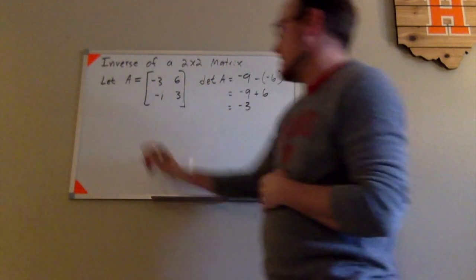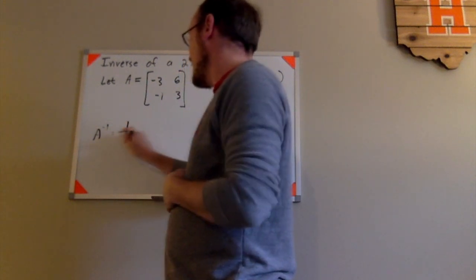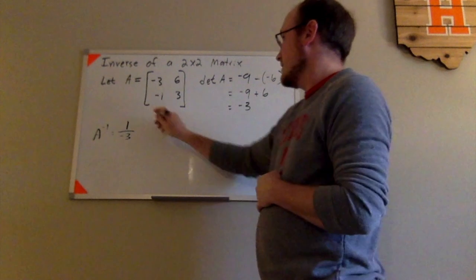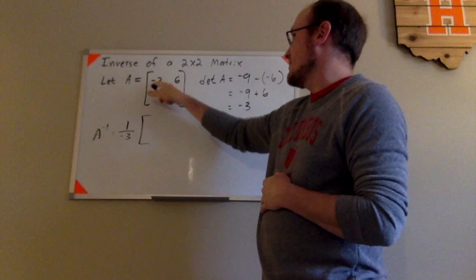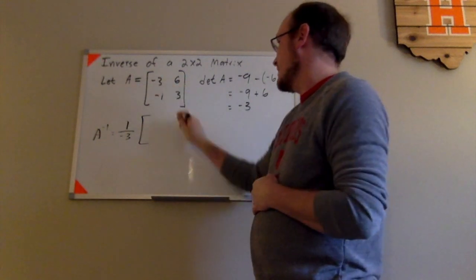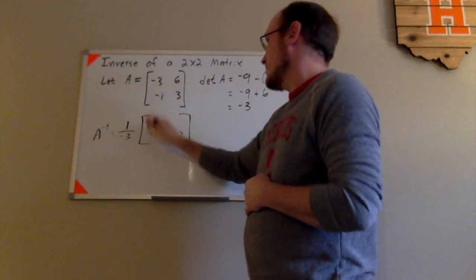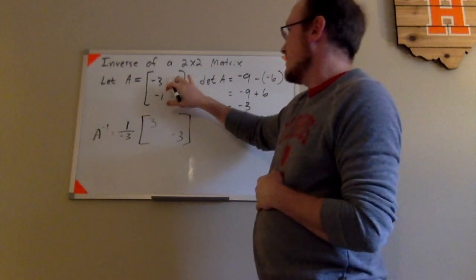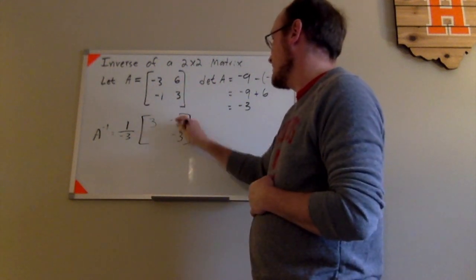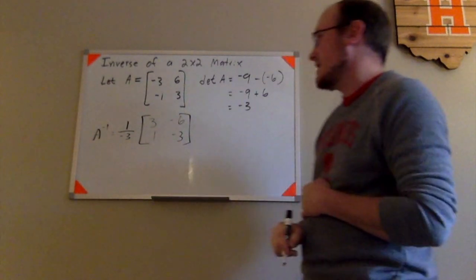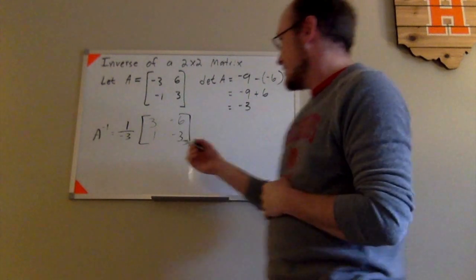So now, to find A inverse, we do 1 divided by the determinant times this new matrix where I switch the entries on this diagonal. So this -3 will come down to here, and this 3 will go up to there. And these numbers on the other diagonal just change sign. So instead of 6, this becomes -6. Instead of -1, this becomes +1. And now I actually need to do this scalar multiplication.